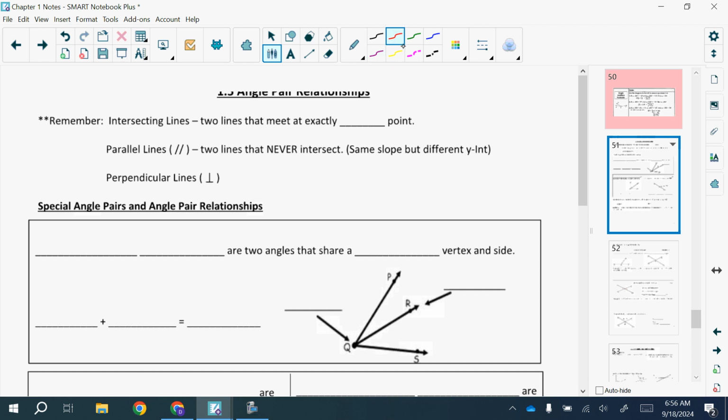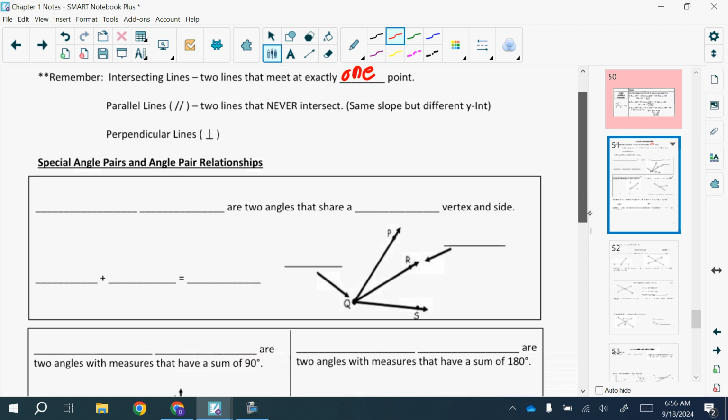So remember, intersecting lines are two lines that meet at exactly one point. Parallel lines are two lines that never intersect. Algebraically, they have the same slope but different y-intercepts. Perpendicular lines, in geometry, are pretty much always going to look like a capital T, whether it's upside down or right side up. Algebraically, they have opposite reciprocal slopes, and they intersect at one point.